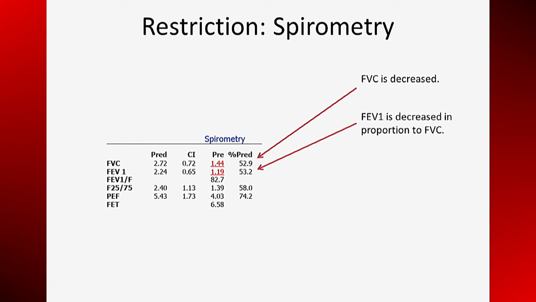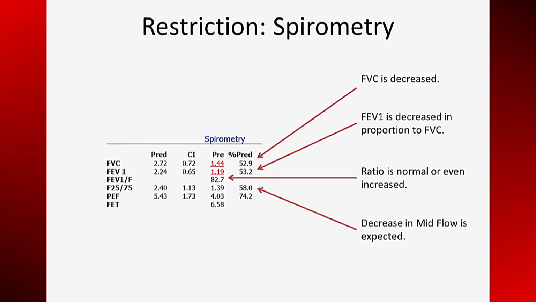Unlike obstruction, the FEV1 is decreased in proportion to FVC. The FEV1 to FVC ratio is not reduced like it was in obstruction. In this case, the ratio is higher than normal. The spirometry suggests restriction, but a diagnosis of restriction requires a low total lung capacity.